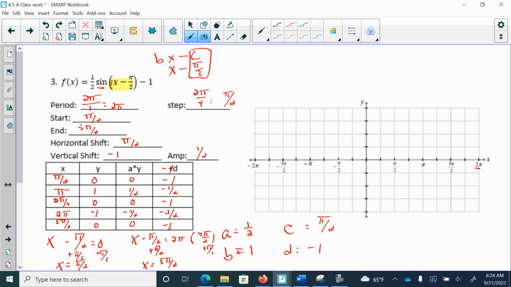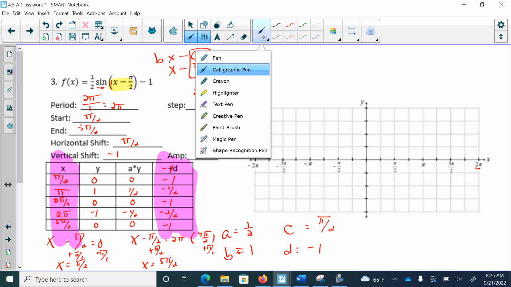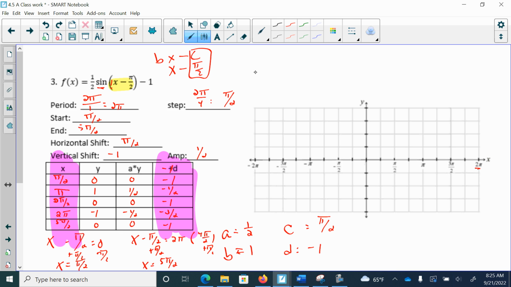So remember, when I go to graph, I am graphing just the first column, and the last column. Remember, everything in between is just work in progress. So I'm going to graph pi over 2, negative 1. I'm going to graph pi, negative 1 half, so put that there. Then I'm going to graph 3 pi over 2, negative 1.